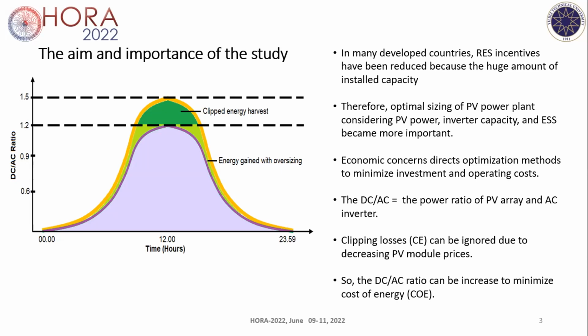DC and AC ratio means the power ratio of PV array and AC inverter. In the US, it has been determined as 1.2 and 1.3 in public service projects. Clipping: you can see the figure, clip energy due to the lower DC-AC ratios, but the DC-AC ratio can be increased to minimize cost of energy. The clipping losses can be ignored due to the decreasing PV panel model prices.